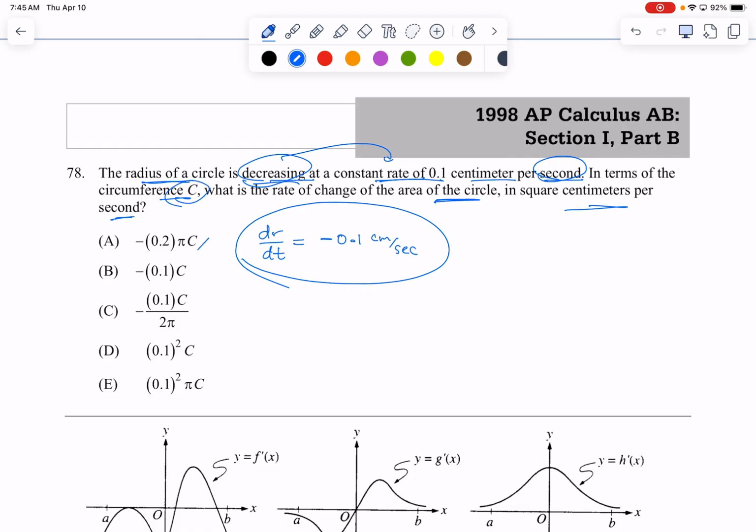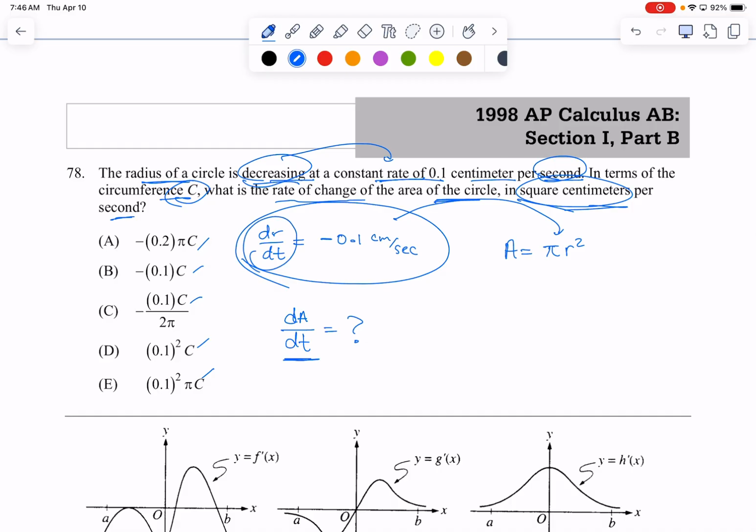So I want to put my answers, notice your answer is going to be in terms of the circumference. I want to know what is the rate of change of the area of the circle. So I want to know dA/dt, in square centimeters per second. Well, obviously area is square centimeters. So I want to put area in terms of circumference. But the only area formula I know for a circle is what? What is the area formula for a circle? Pi r squared.